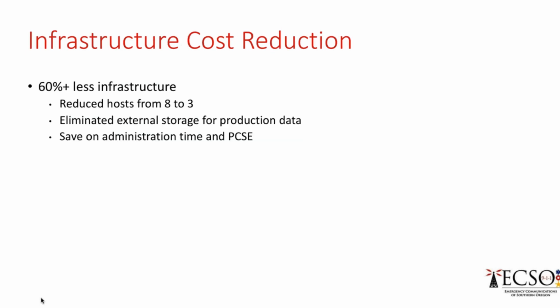So what I mentioned earlier about costs. What they saw is that they're able to reduce their infrastructure. They have about 60% less infrastructure now. They're able to reduce their hosts from 8 separate hosts down to 3. They limited the external storage for production data. And so now they save on administration time and also power, cooling, and space efficiency.